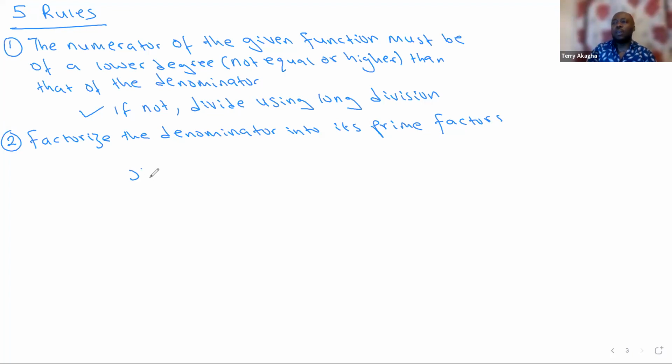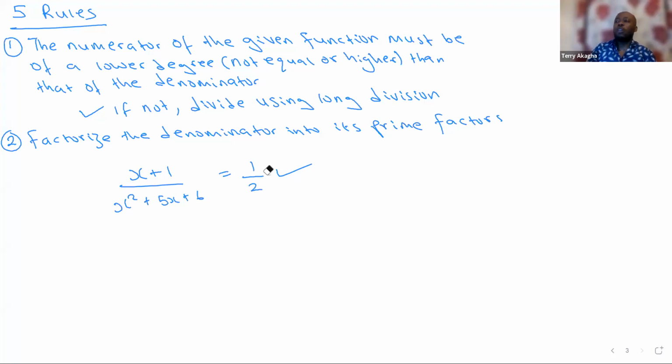So let's say we have x plus 1 divided by x squared plus 5x plus 6. Now, the degree of the numerator is 1. The degree of the denominator is what? 2. So we can use partial fractions here.